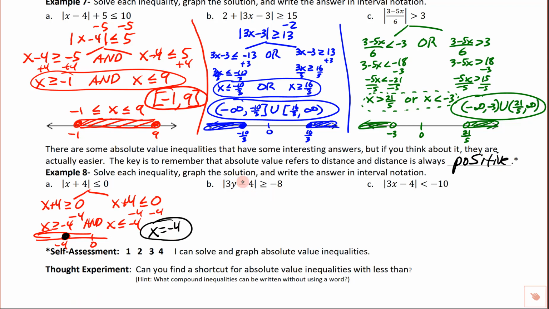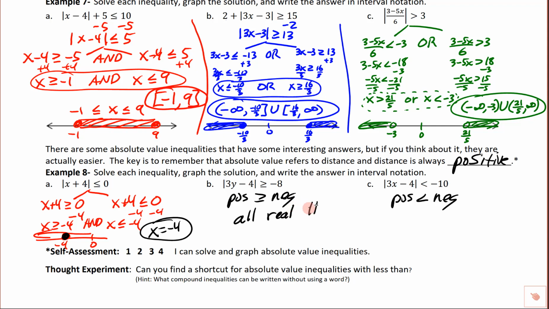Now on this one, this is saying that this is greater than or equal to a negative. So this is always positive, and it's saying that's greater than or equal to a negative. Stop and think about that for just a second. And this one is very similar. This is saying that a positive is less than a negative. So let's think about the first one. A positive is always greater than or equal to a negative. Well, positives are always greater than negatives. So this one would be all real numbers.